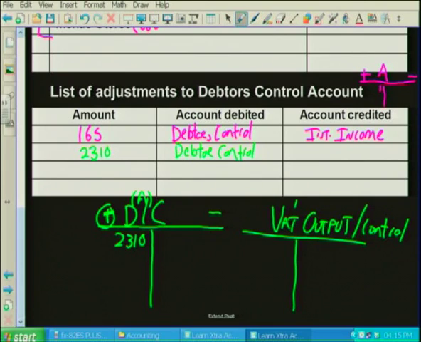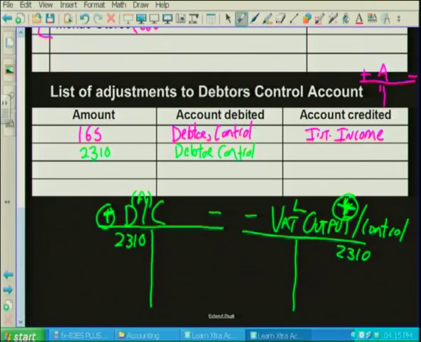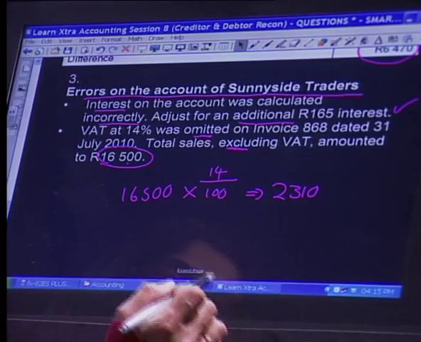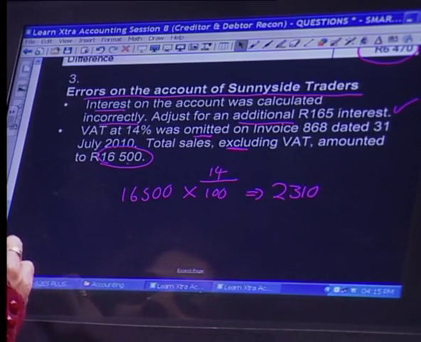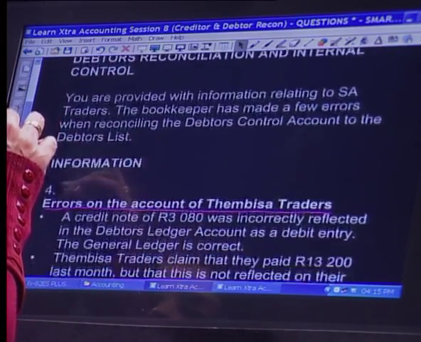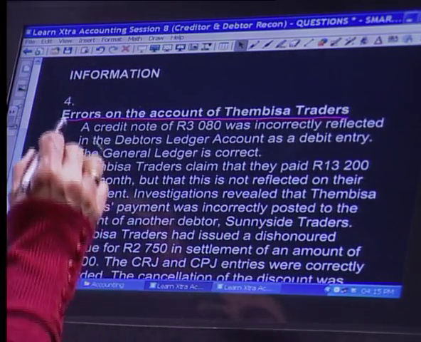Remember, VAT output or VAT control is a liability, minus plus. You are now owing the receiver. You can't keep the 2,310. That has to be paid over or handed over to the receiver. So you owing the receiver 2,310. So you're going to credit that output. Okay, with me? Brilliant. Let's move on. Okay, right, let's move on now to our next error. So we've dealt with Sunnyside. Let's now look at number 4.